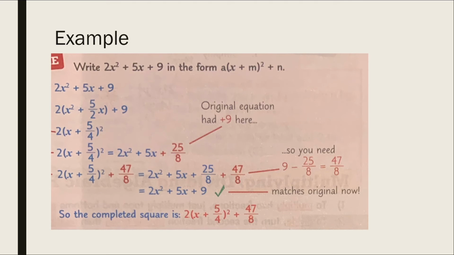So now, let's put that all together. 2x squared plus 5x plus 25 over 8 plus 47 over 8, because we have to add more to get to 9. So therefore, it becomes 2x squared plus 5x plus 9, which is the same as the equation from before. So now we can confirm that the completed square is x plus 5 over 4 whole squared times 2 plus 47 over 8.